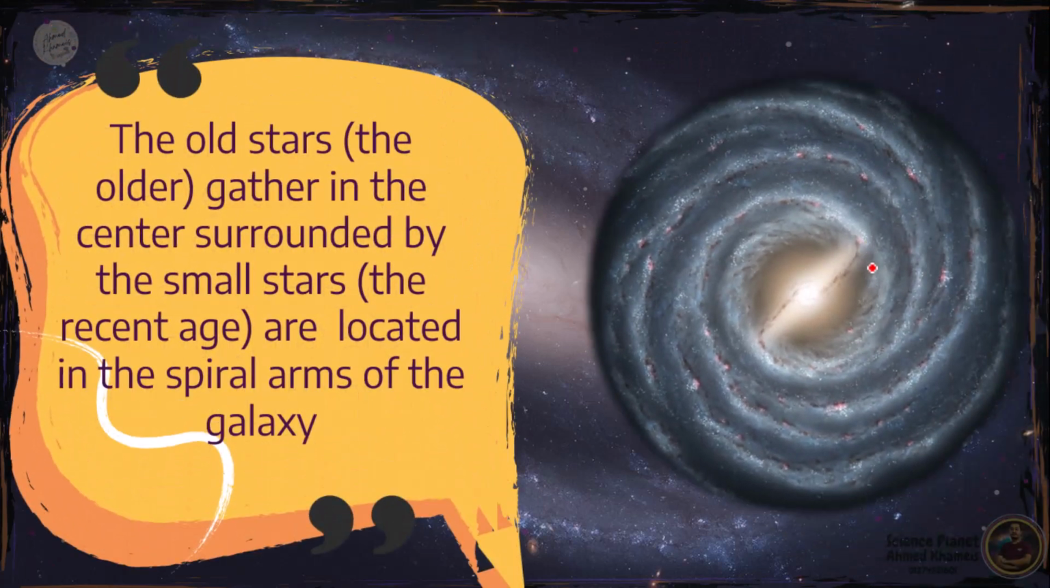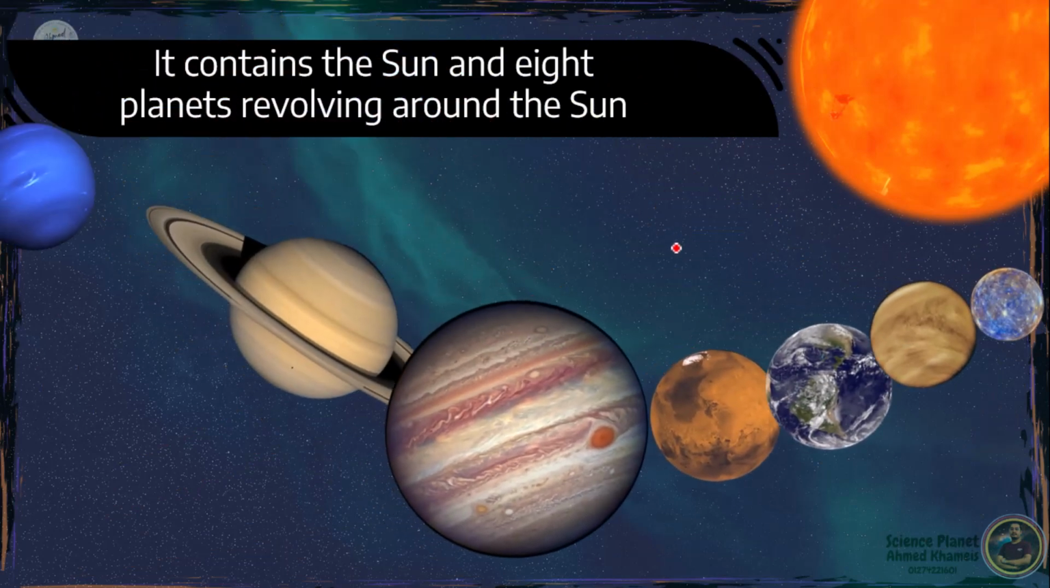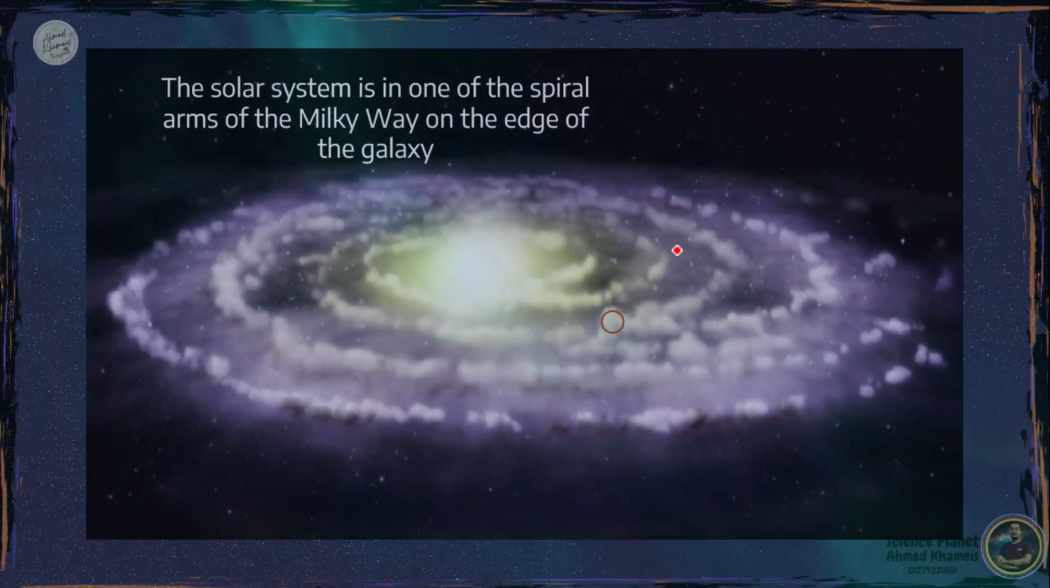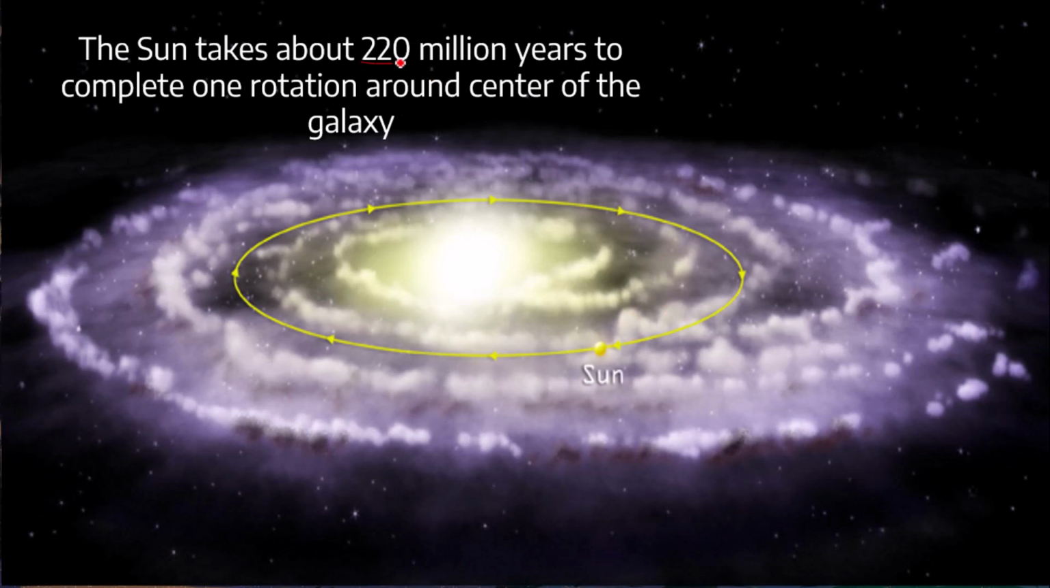In any galaxy, including the Milky Way galaxy, the oldest stars rotate near the center of the galaxy, and the younger stars rotate in the outer portion of the galaxy. Because our sun is considered a young star, it exists in one of the spiral arms of the Milky Way galaxy. The solar system contains the sun and the 8 planets that are revolving around it, and the sun takes about 220 million years to make one revolution around the center of the galaxy.